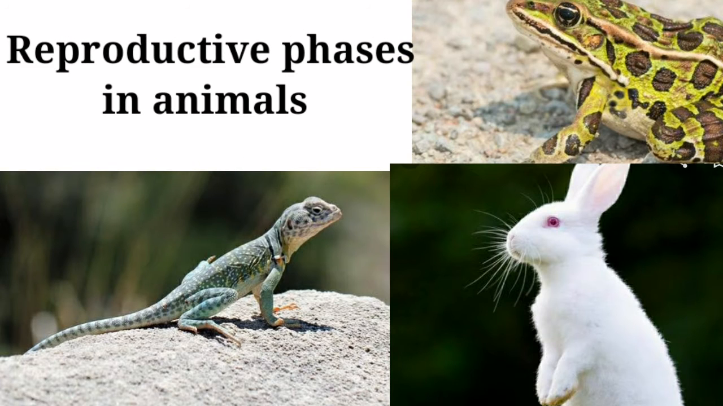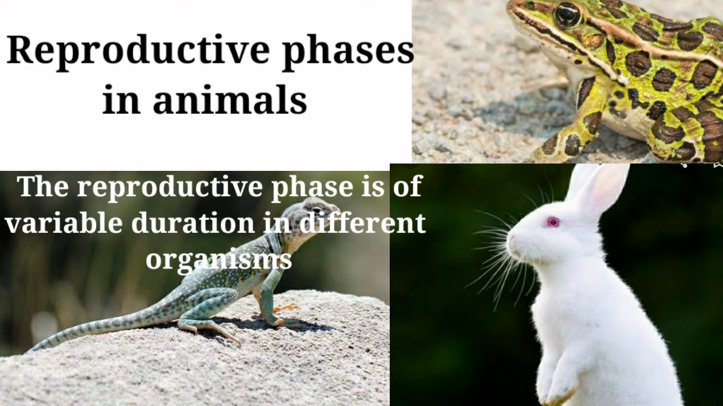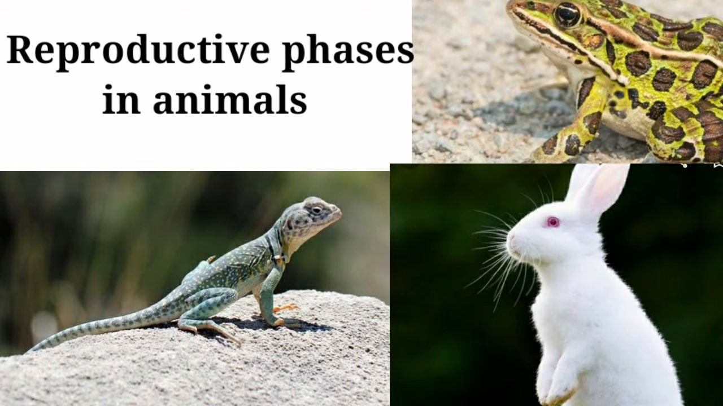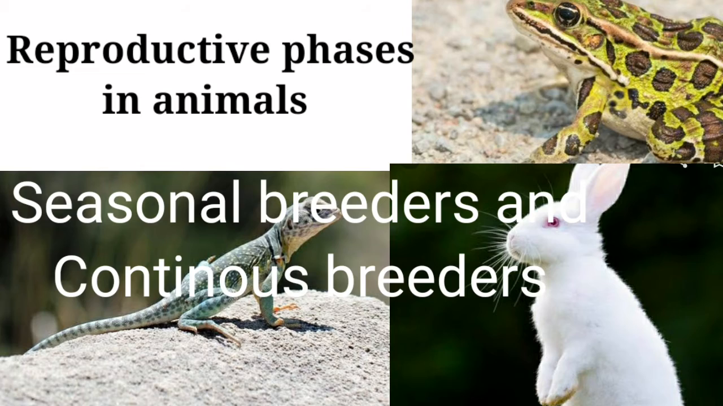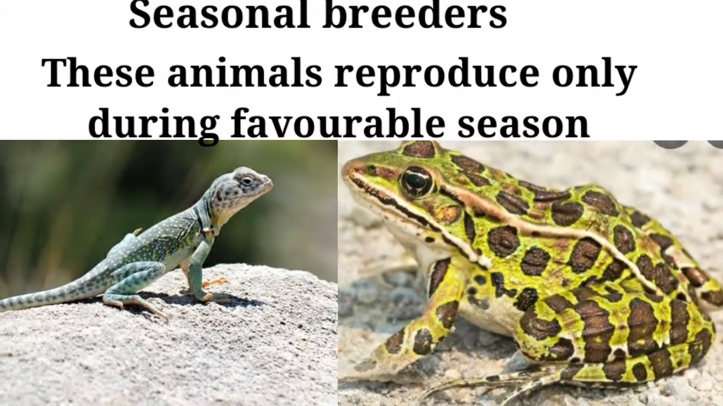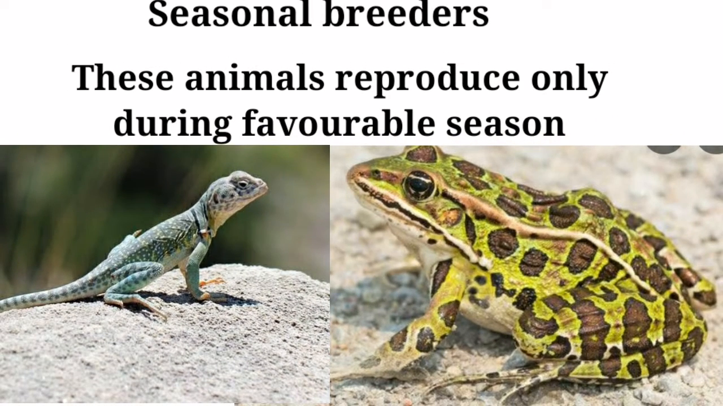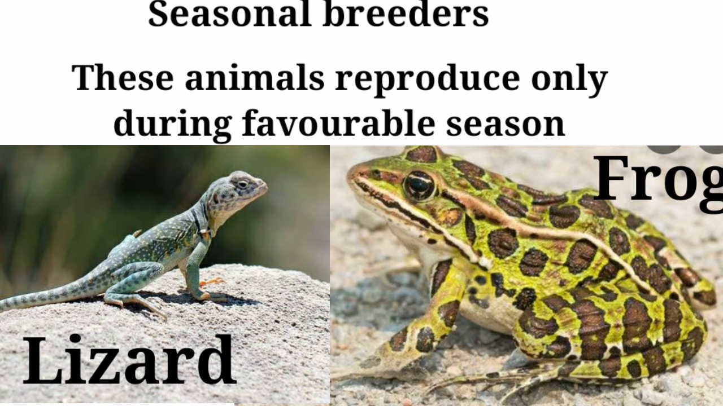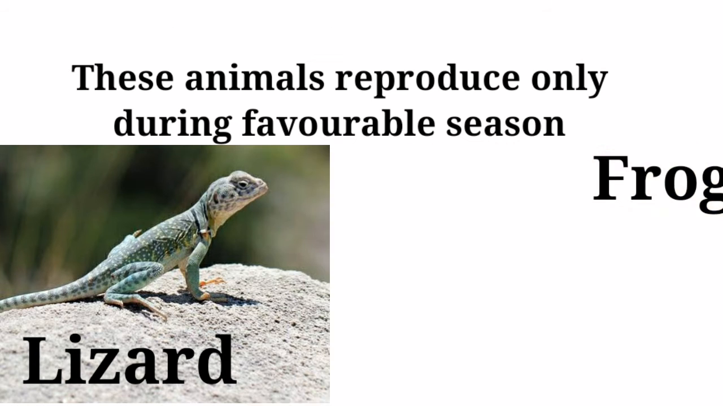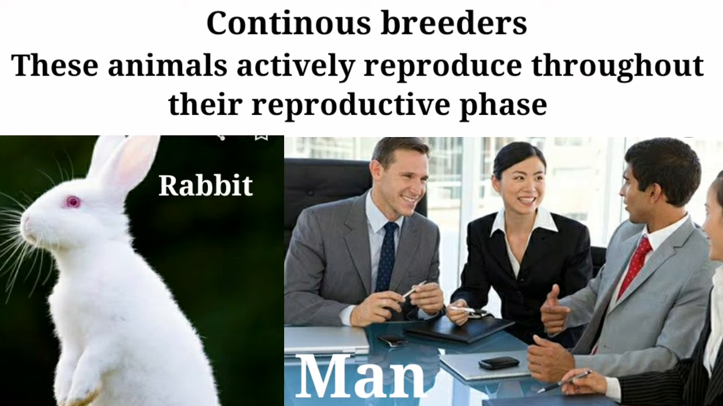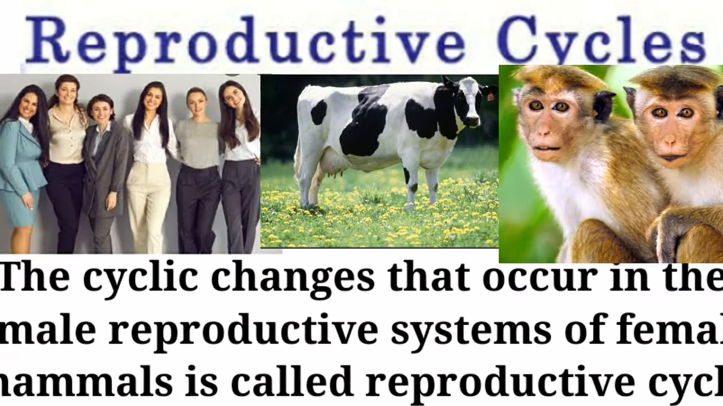What are the reproductive phases in animals? The reproductive phase is of variable duration in different organisms. We have seasonal breeders and continuous breeders. Seasonal breeders are the animals which reproduce only during favorable season. Examples: frog, lizard, etc. And continuous breeders are the animals that actively reproduce throughout their reproductive phase. Examples: rabbit, man, etc. Then we have reproductive cycles, children.